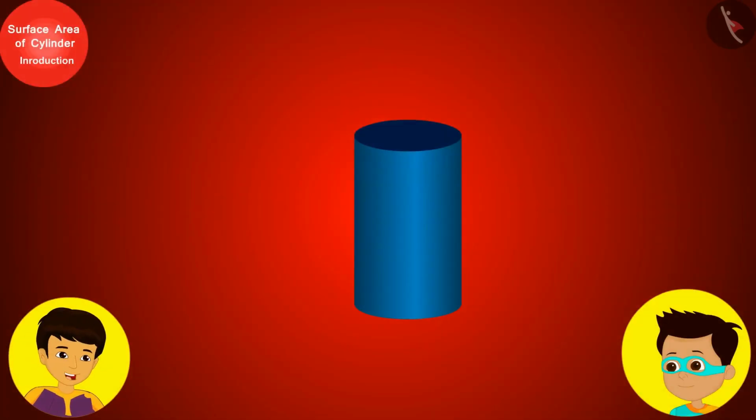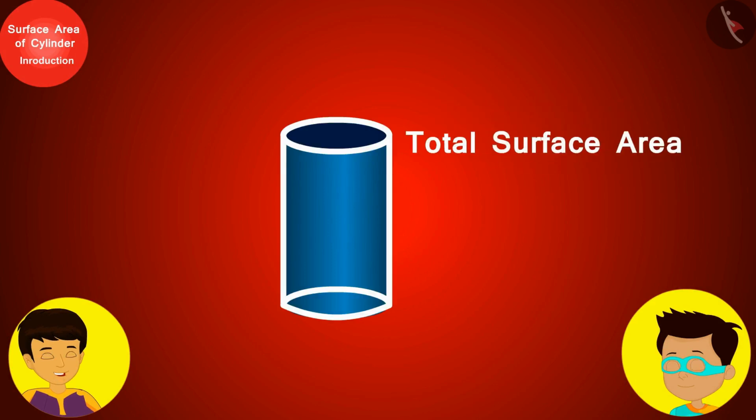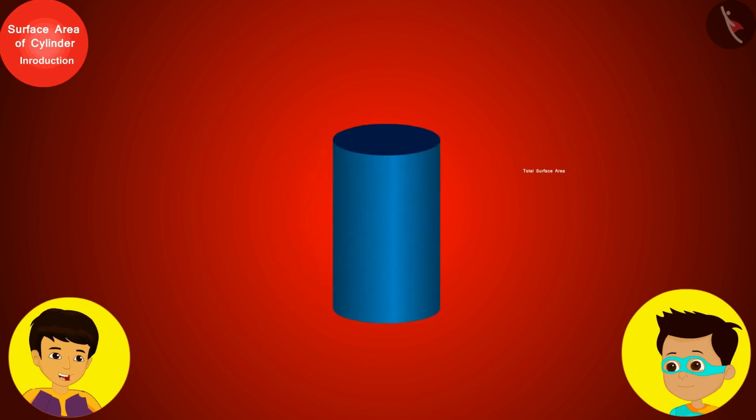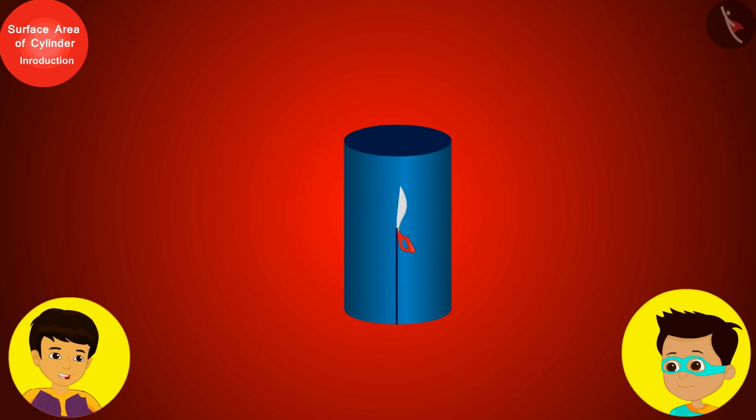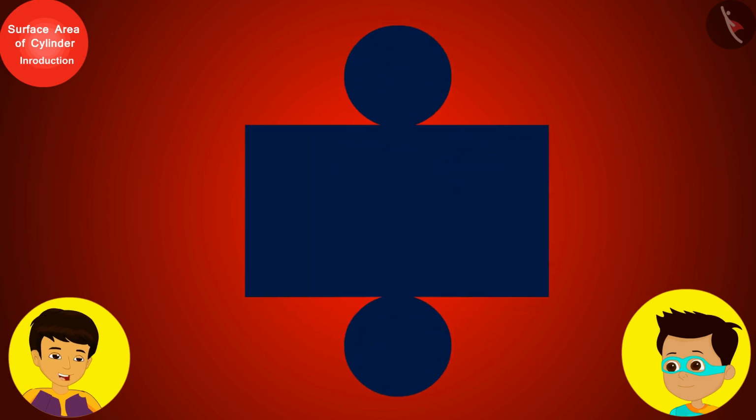Thomas, to find the size of the cloth needed to completely cover your box, you need to find the sum of the areas of all the faces of this cylindrical box. Imagine if we cut this cylinder in this way and open it, it will look something like this.